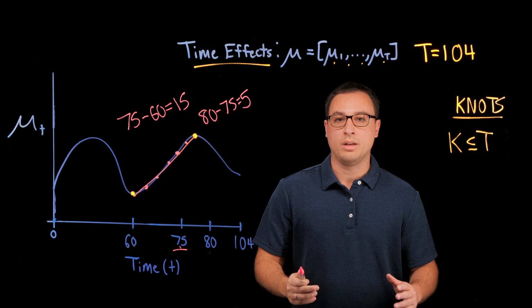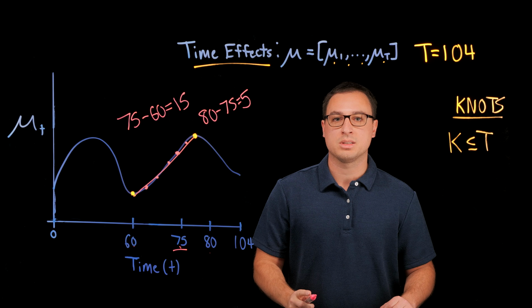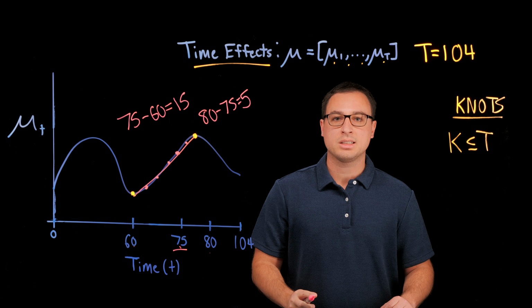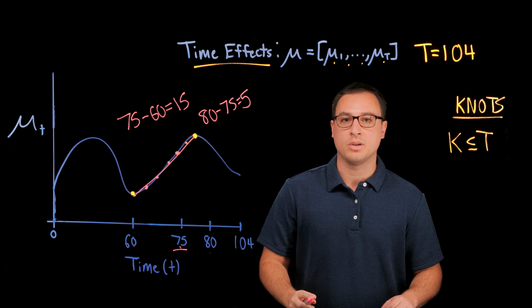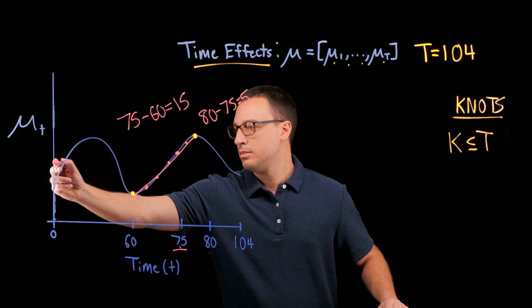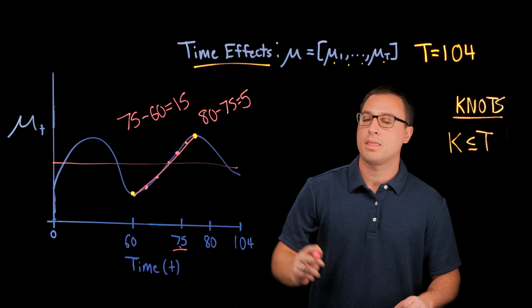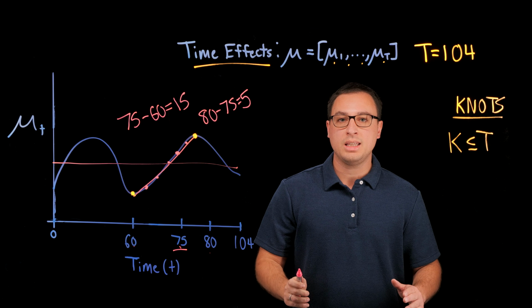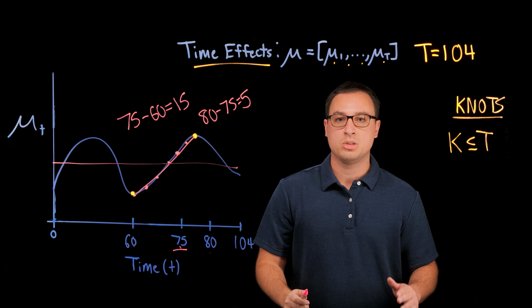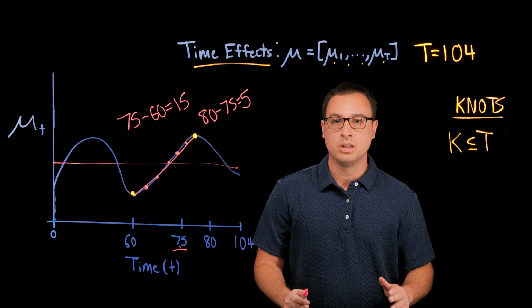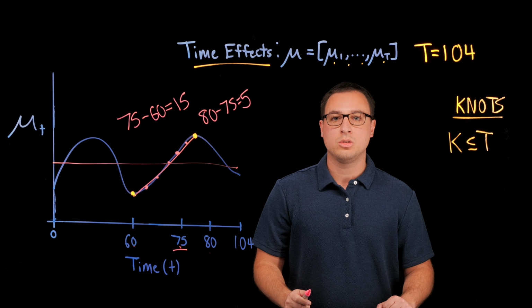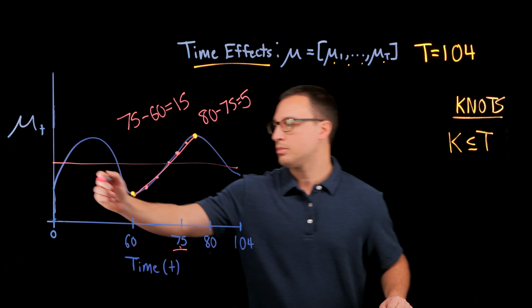When k equals 1, all time periods are measured with a single parameter. It acts as a common intercept for the entire duration of the model. When k equals T, the knot-based approach simplifies to using a dummy variable for each time period, also known as one-hot encoding.